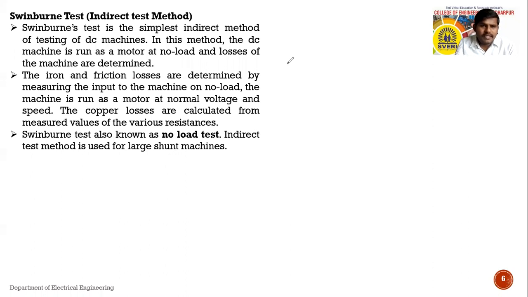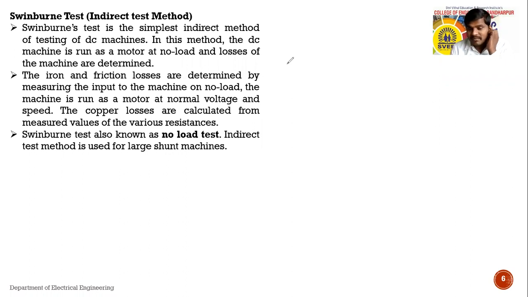Constant losses come under no load losses. We have discussed eddy current loss, iron loss, that is core losses, and mechanical losses like friction and windage losses. The copper losses come under the variable losses, because they depend upon the load current, that is I square R loss.